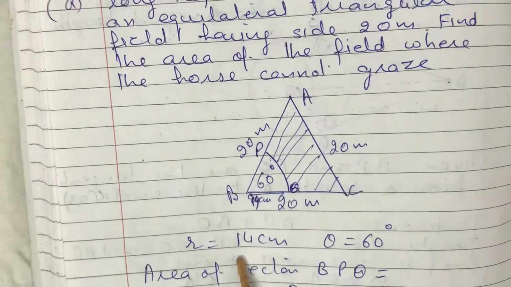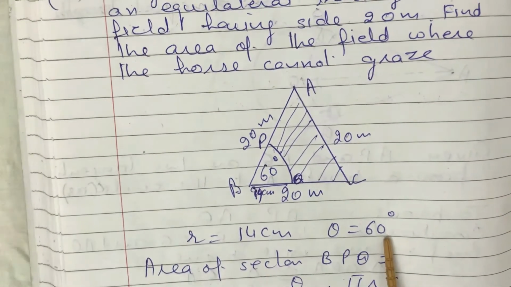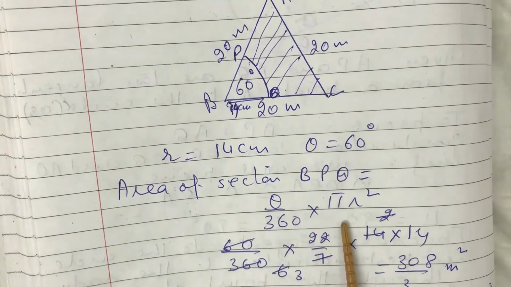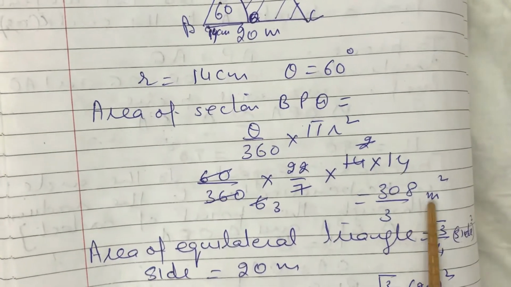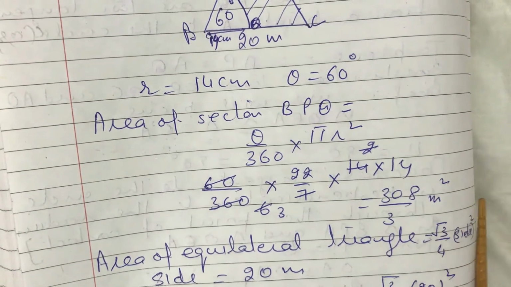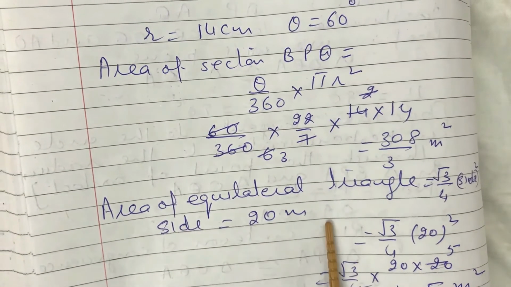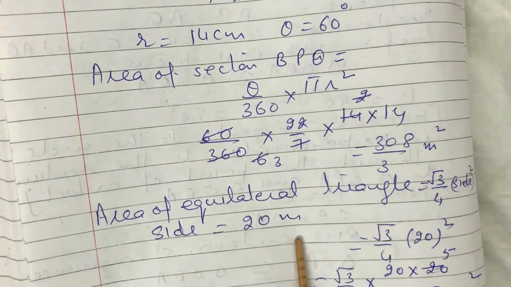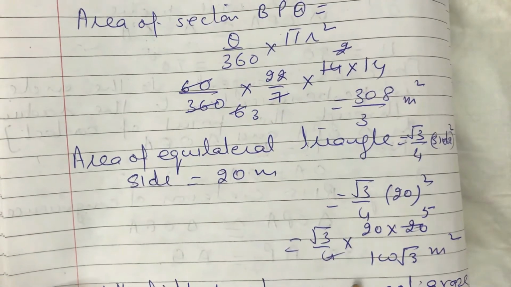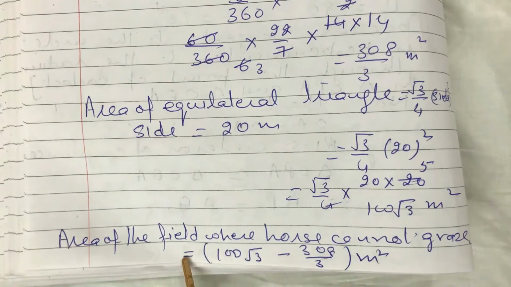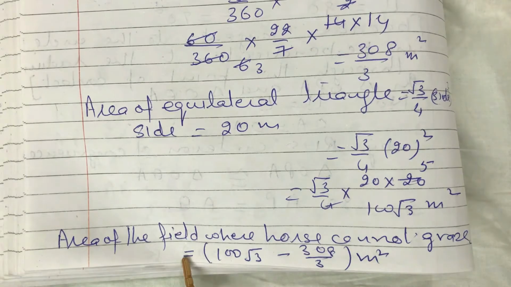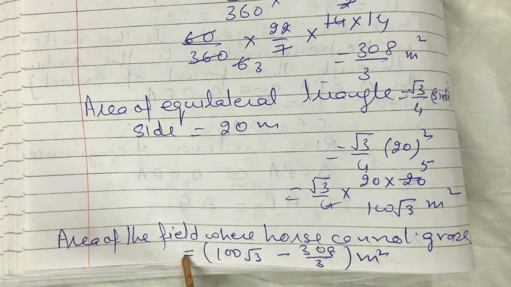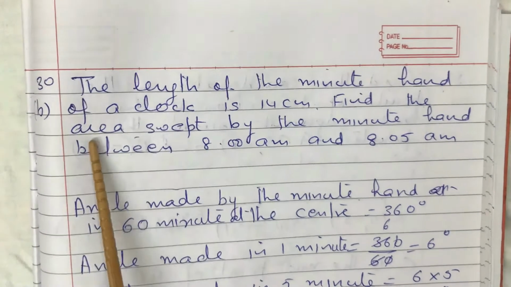So here R is 14 meter, theta is 60 degree. First I will find the area of the sector BPQ. That is theta by 360 into pi r square. I'll get 308 by 3 meter square. Now area of the equilateral triangle is root 3 by 4 into side square. Here side is 20 meter. Substitute the values. You will get 100 root 3 meter square. Now the area of the field where the horse can't graze is 100 root 3 minus 308 upon 3 meter square. That is the answer.